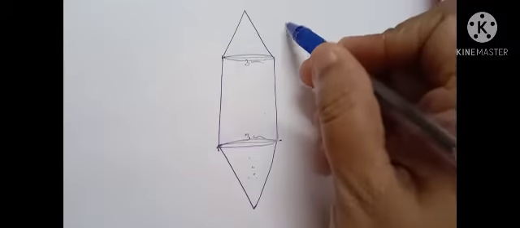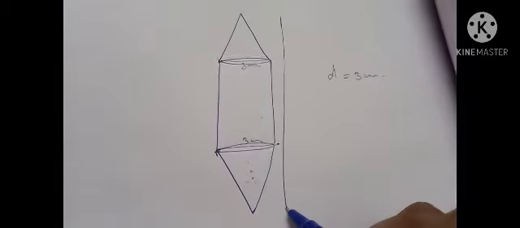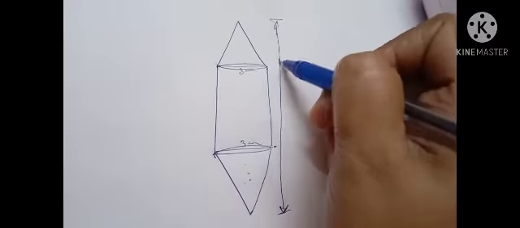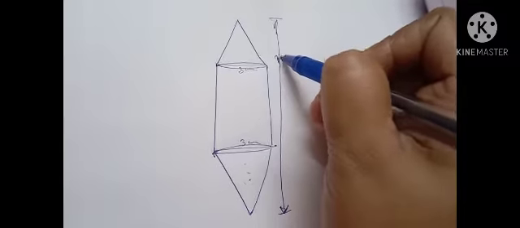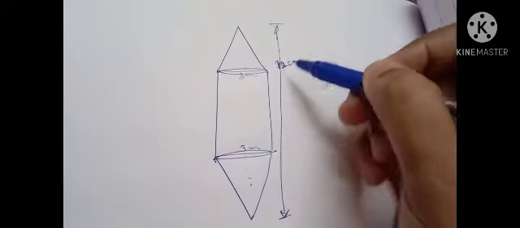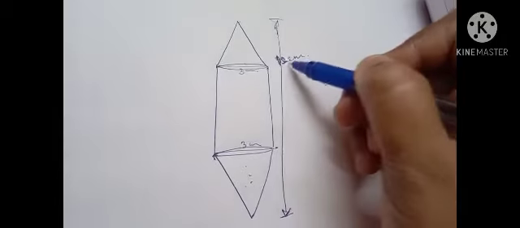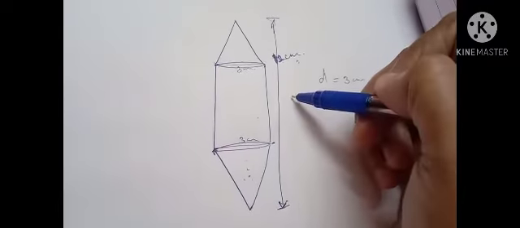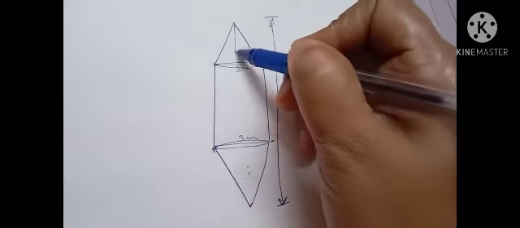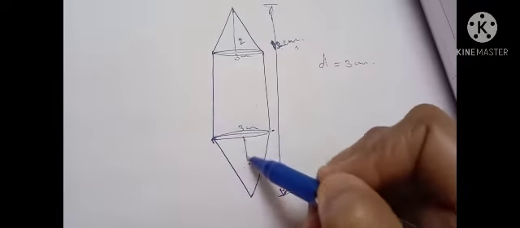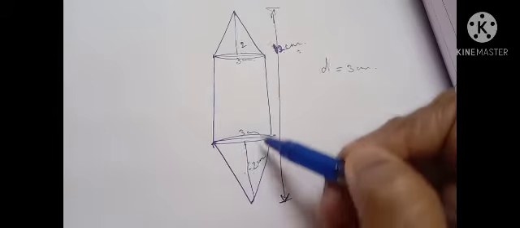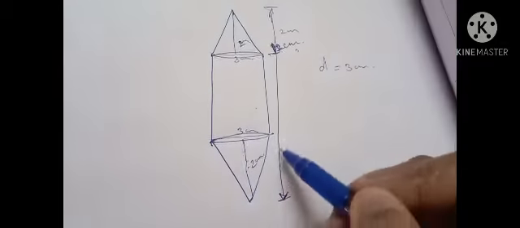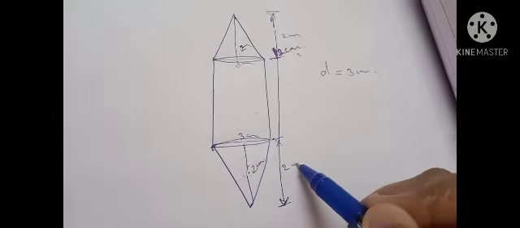That means the total length. This total length is given as what? 12 centimeter. It is 12 centimeter, right? Total length is 12 centimeter. That is also given. Then each cone has a height of 2 centimeter, that means this height is 2. This height is also 2 centimeter, right? So from here to here it is 2 centimeter. From here to here it is 2 centimeter.